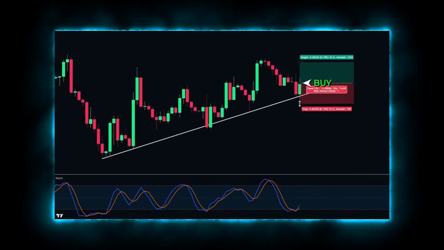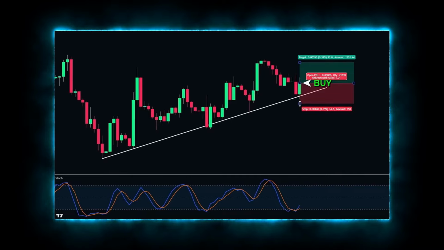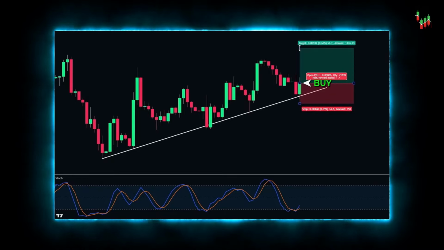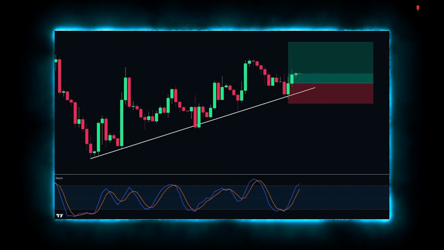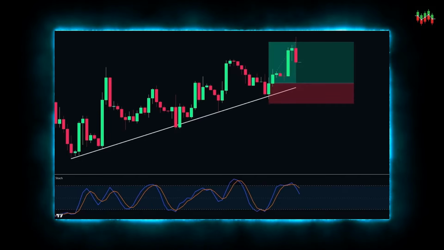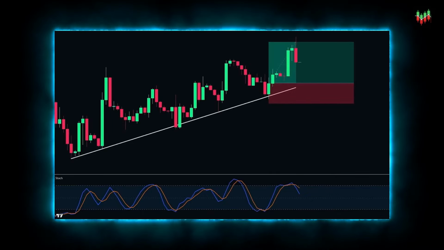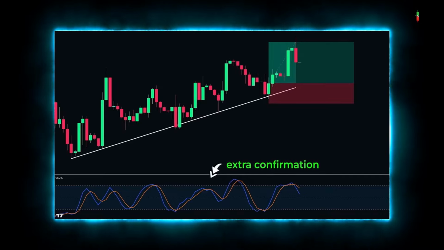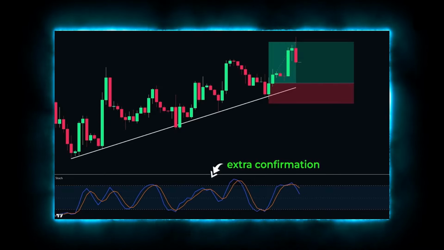For the risk management, we set our stop loss slightly below the swing low in this area. And for take profit, we target 2 times the size of our stop loss. And as you can see, price bounced, hitting our take profit. So the key to this strategy is simply using Stochastic as extra confirmation for our trade, so that we don't blindly enter trades when price touches the trend line.